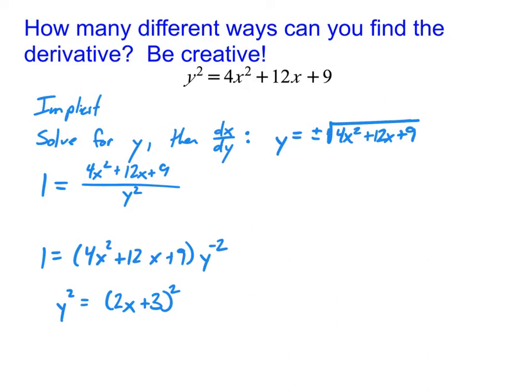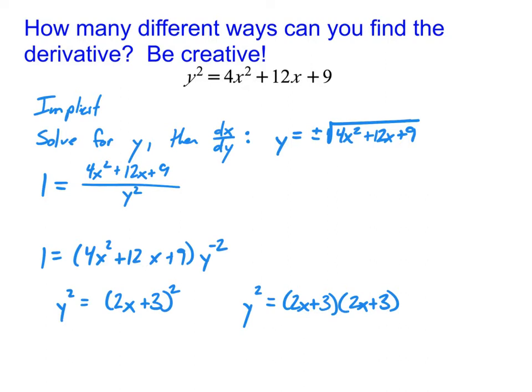Okay. Alternatively, I don't know if anybody came up with this, but I'm going to throw it out there. You could also write this, therefore, as y squared equals (2x + 3) times (2x + 3), and then it becomes a product rule, if you find that derivative implicitly. So that's another way that we can manipulate it, come up with a different method.